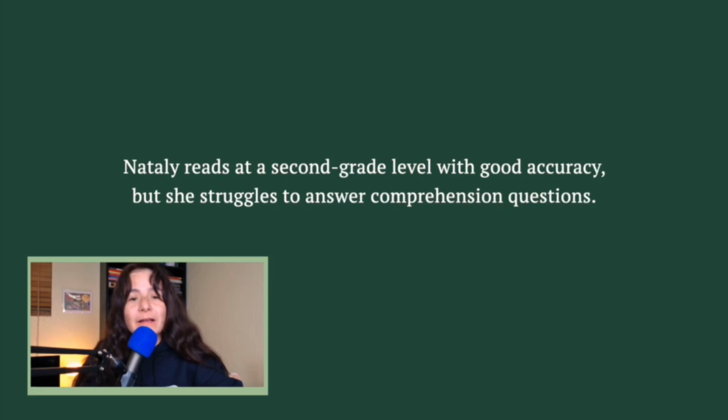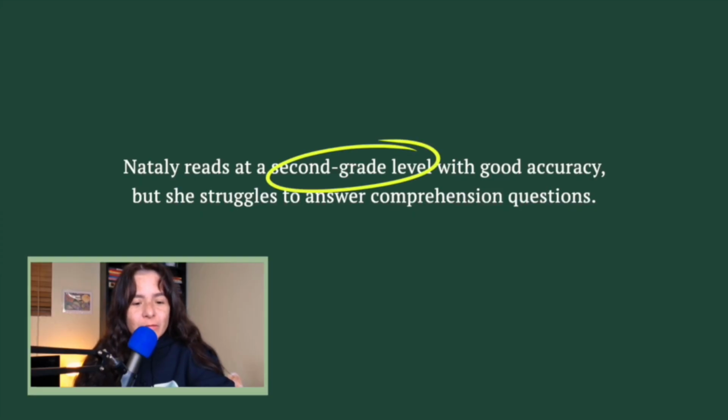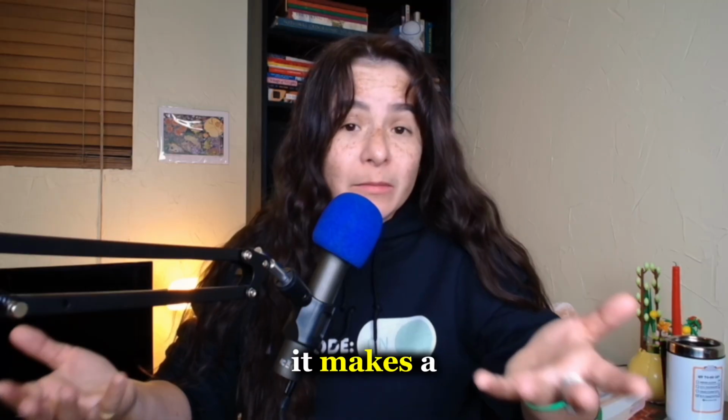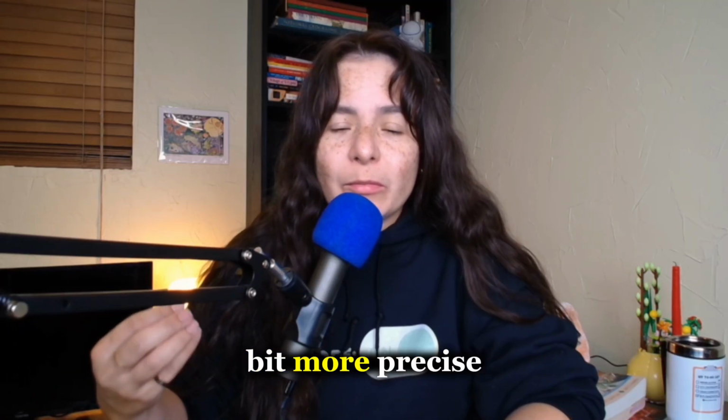For example, you might see something like this in an IEP. Natalie reads at a second grade level with good accuracy, but she struggles to answer comprehension questions. That might sound okay, but for a teacher, it is not enough. Why? Second grade level, vague. Which test? Which skill? Good accuracy, vague. Is that 80% accuracy? 90% accuracy? It makes a difference. We need to be a little bit more precise.